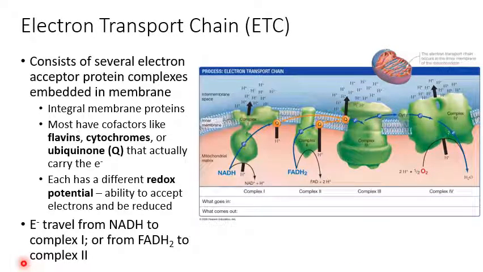Some of them are flavins, some of them are cytochromes. One common one is ubiquinone. So it's not all the proteins in these protein complexes that are actually carrying the electrons, but it's these cofactors that are carrying them.